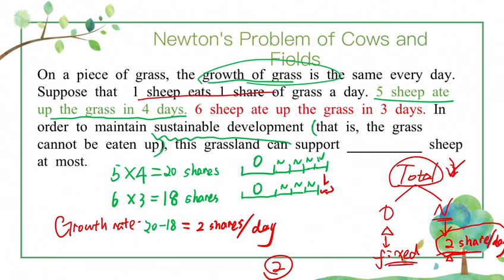And we know 1 sheep eats up 1 shear of grass a day. So this 2 shears grass, we only can appoint 2 sheep to eat them, right? So here we should just fill 2 sheep at most. Yeah, the grass line or the pasture only can support 2 sheep at most. That's all.